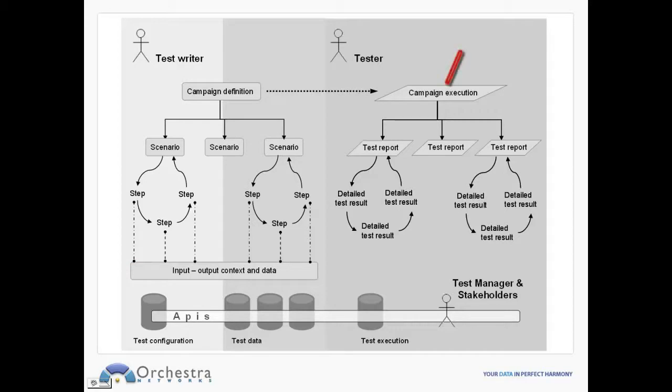Campaign execution is applied to a campaign definition. It defines on which product and version a test campaign is achieved. A test report provides status of test execution at the level of a test scenario within a campaign execution. And detailed test result provides status of test at the level of step within a scenario and campaign execution.